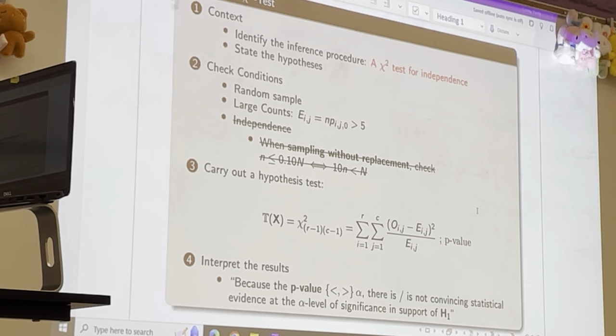All right, so again, that's your recipe. Do you guys have any questions about chi-square test for independence? Is there an example for this? There is. Okay.